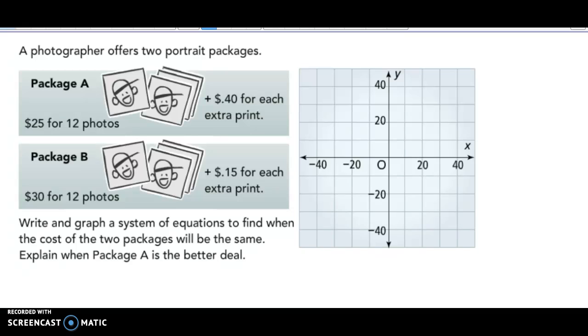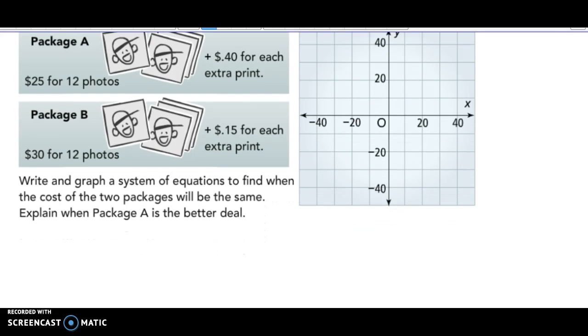Now, sometimes you might have to write the system of equations. So let's look at a word problem here. Package A for photography is $25 for 12 photos plus $40 per print. Package B is $30 for 12 photos plus 15 cents for extra prints. So we want to take this information and write it into an equation. So for package A, we know that we can get 12 photos for $25 and then add on 40 cents for an extra print.